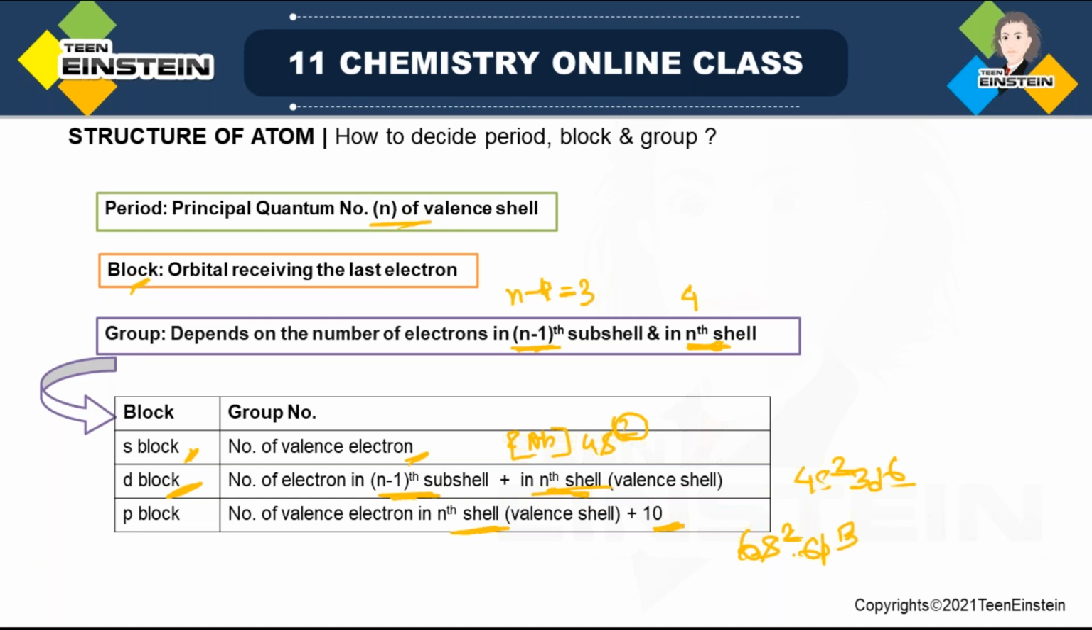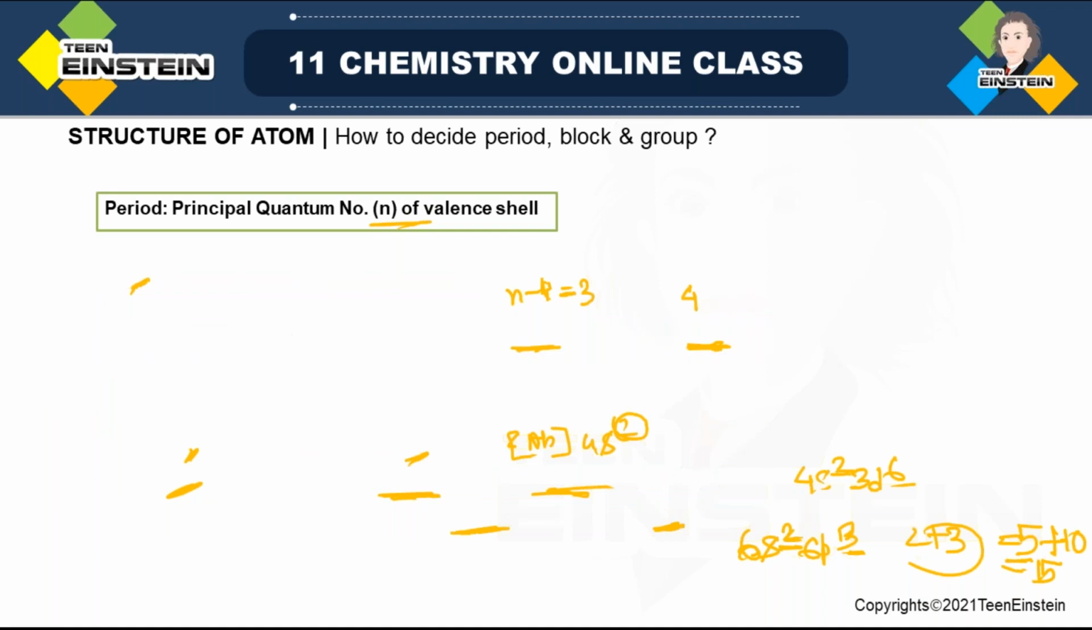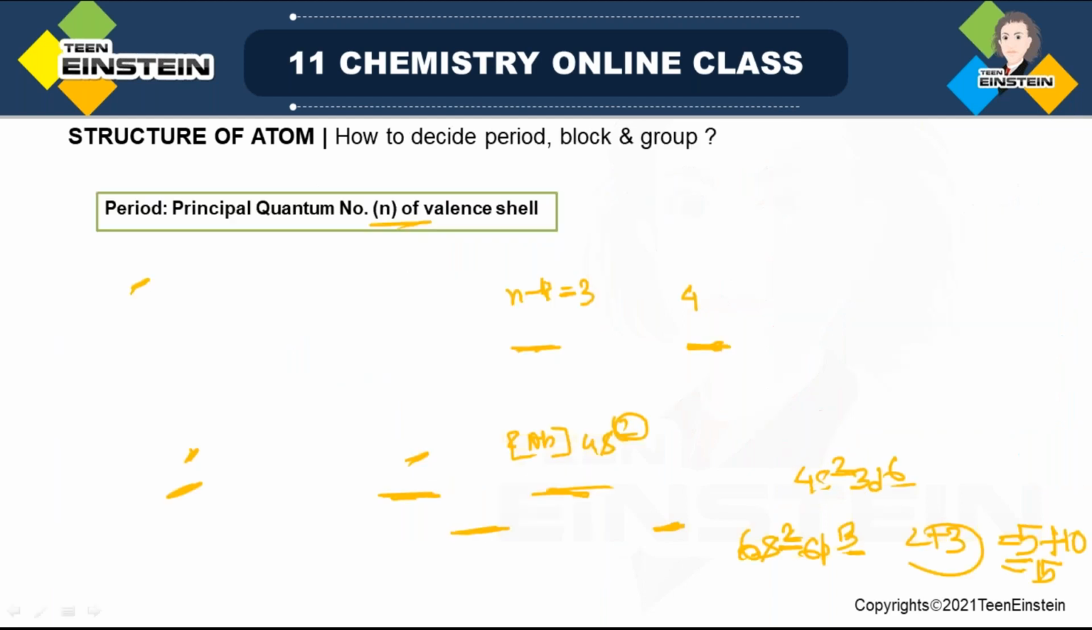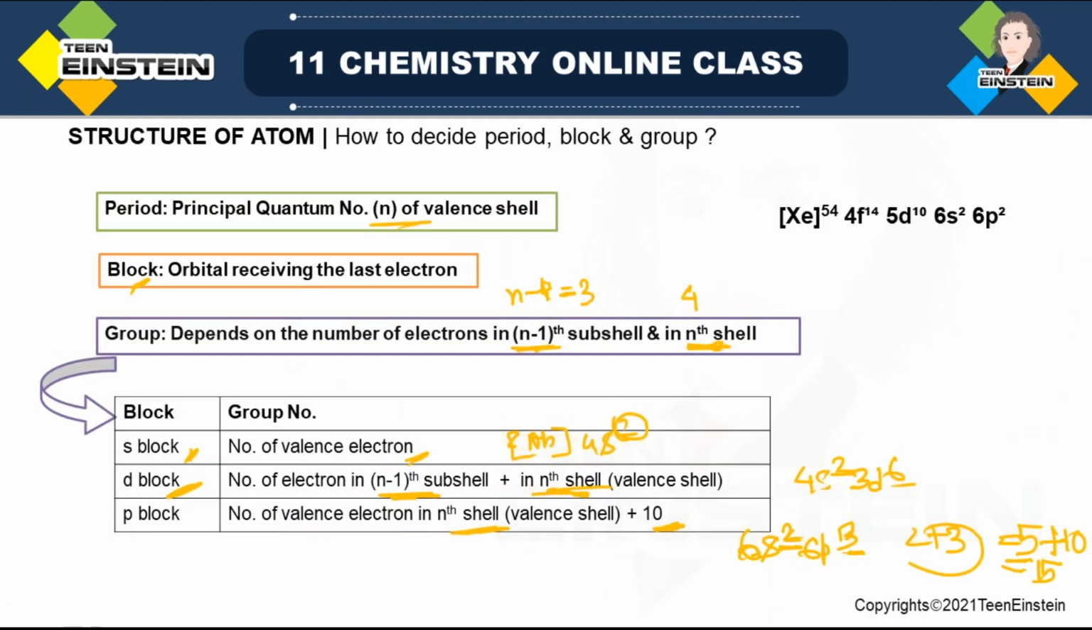Now add all the valence electrons, that means 2 plus 3. What are you getting? You are getting 5. Simply add 10. So bismuth is from group 15. You can also check it in the previous slide. Group 15, bismuth. Okay, so in this way you can decide.